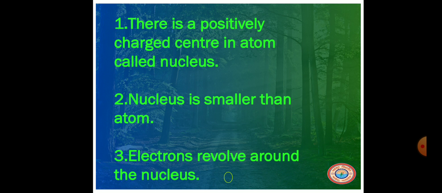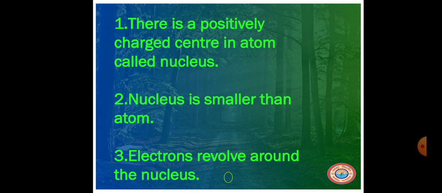Now these are the three conclusions, or you can say the three basic points of Rutherford's atomic model. First of all, there is a positively charged center in the atom called the nucleus. Second is the nucleus is very small in terms of size compared to the atom. And the third is electrons, that means negative charge, revolve around the nucleus.